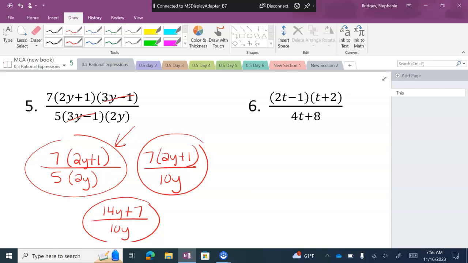At the top, I have 2t minus 1 and t plus 2. And at the bottom, I have 4t plus 8. So again, the very first question we need to ask is, can any of that be factored? Look at the numerator. Can anything there be factored? No. What about the denominator? What can I do to those? I can pull out a 4. Remember the GCF? And if we pull that 4 out, what am I left with? T plus 2.